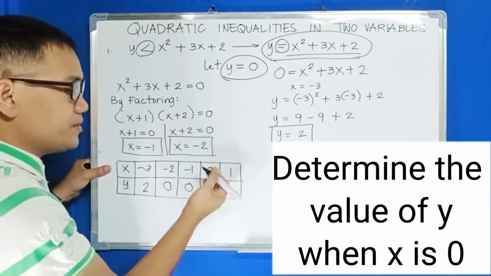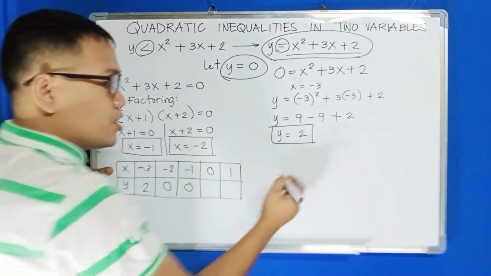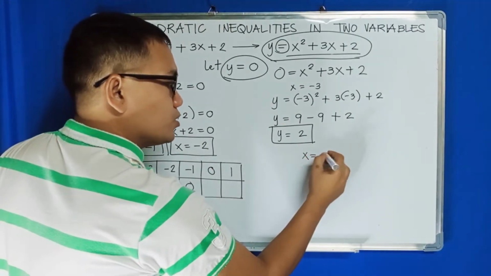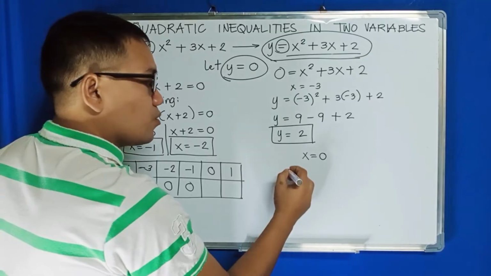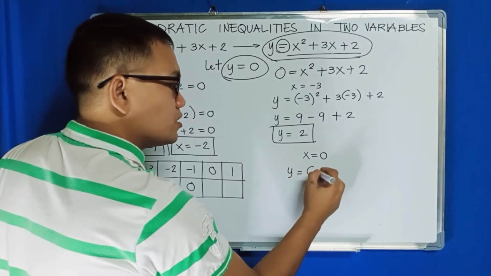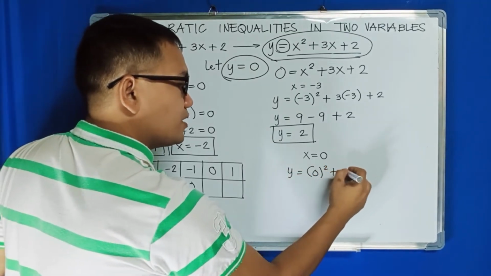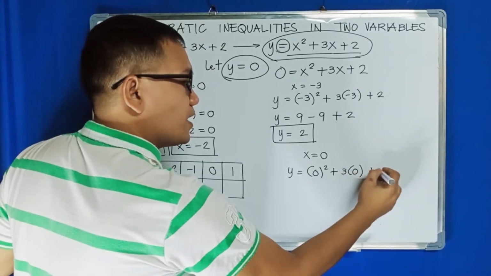Then, we will also determine the value of our y when x is 0. So here, if x is equal to 0, we will have y is equal to 0 squared plus 3 times 0 plus 2.